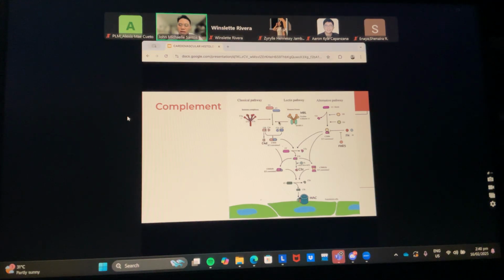Ang goal nila, ayan, is to form now your C3 convertase and your C5 convertase. Yung mga complement proteins natin, your complement 4 and complement 2, they will be activated. Paano sila ma-activate? They will be cleaved into two. So as you can see in the picture, naging C4b tsaka C4a. Okay? Yung C4b, nag-join siya with your C2b. So naging C4b2b. Okay? So nag-combine sila.